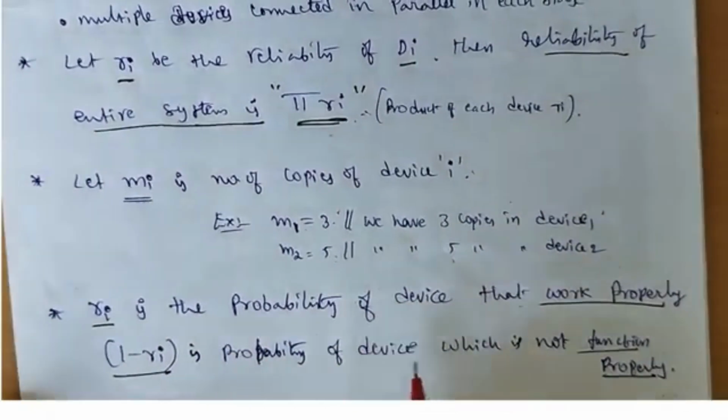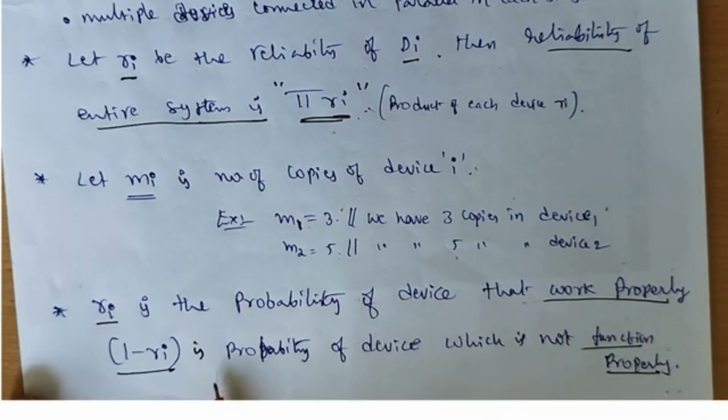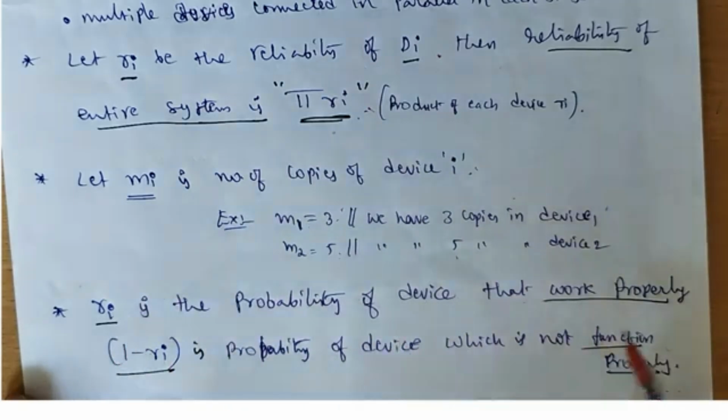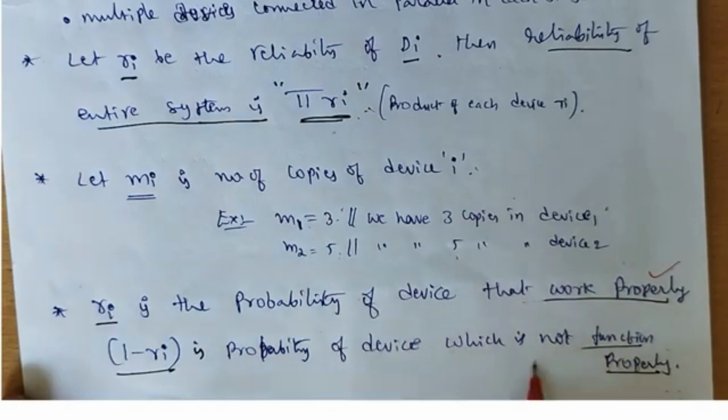Ri is the probability of the device working properly. Then 1 minus Ri is the probability of the device which is not functioning properly. For example, Ri is the probability of the device working properly, then 1 minus Ri is the probability of devices which are not working properly. Okay, these are some points.